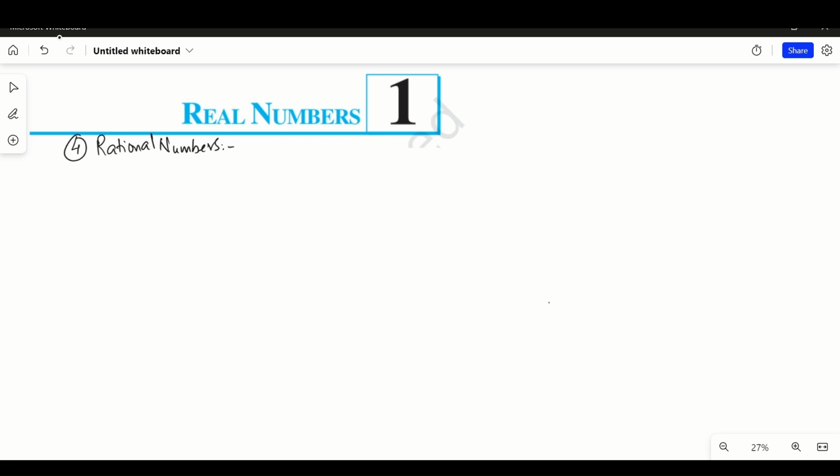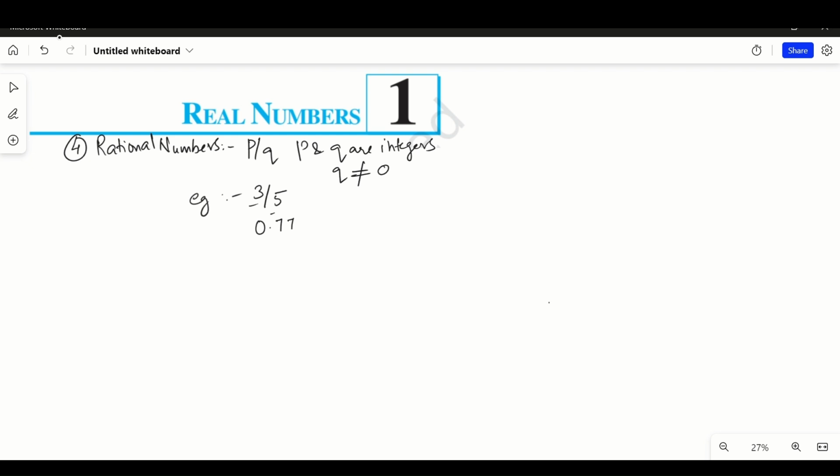So what are rational numbers? Rational numbers are those that can be represented in the form p by q, where p and q are integers, and q is not equal to 0. For example, 3 by 5, where 3 and 5 are integers and 5, that is the denominator, is not equal to 0.